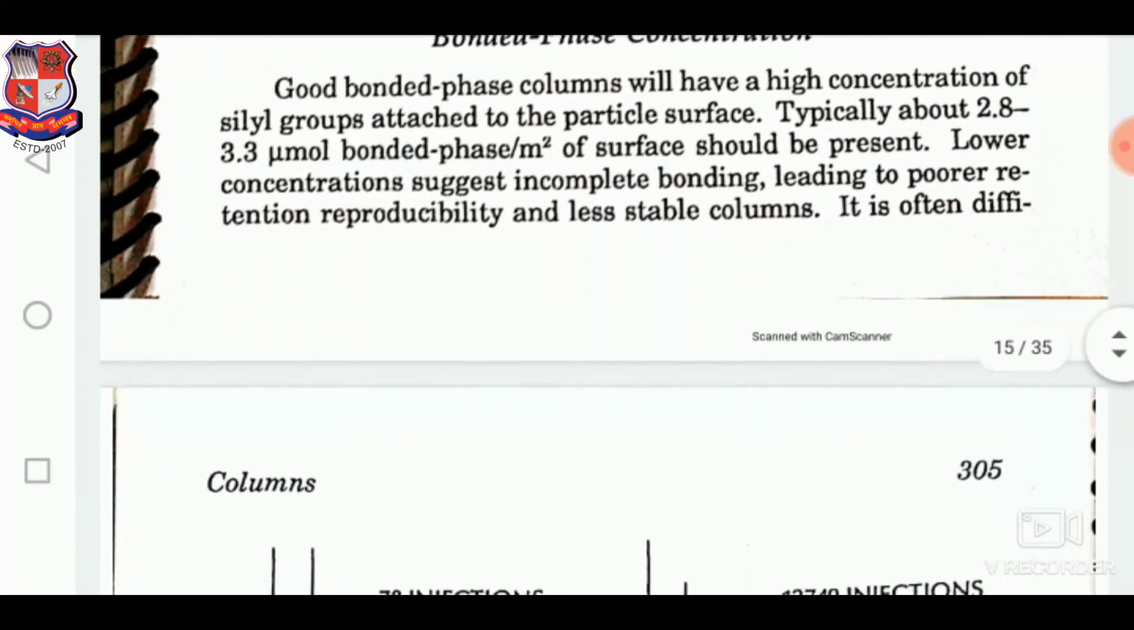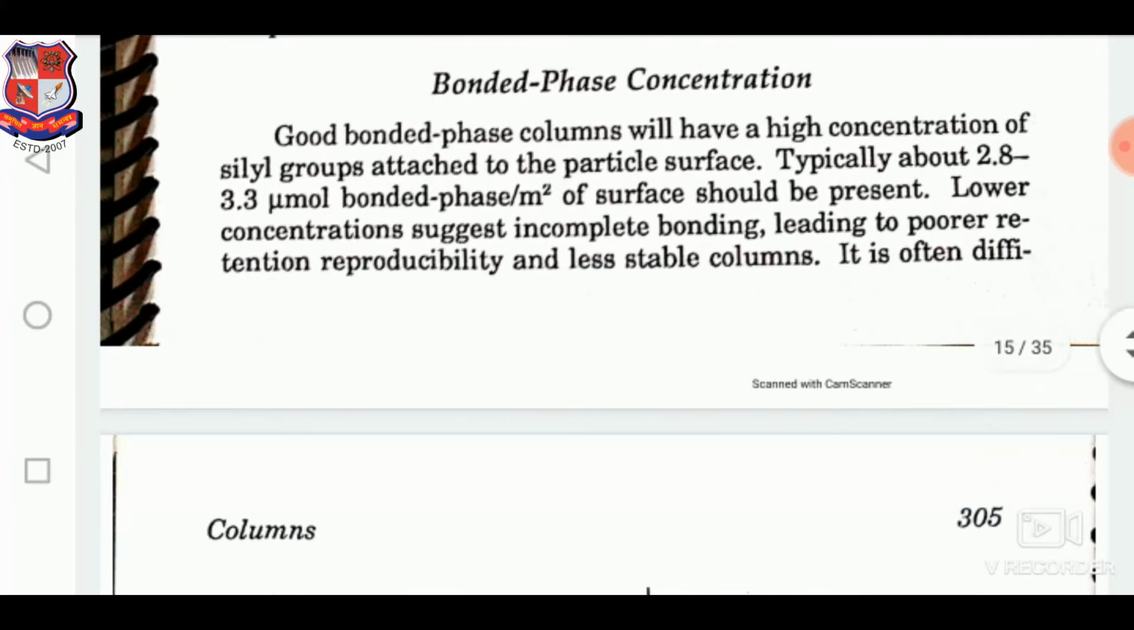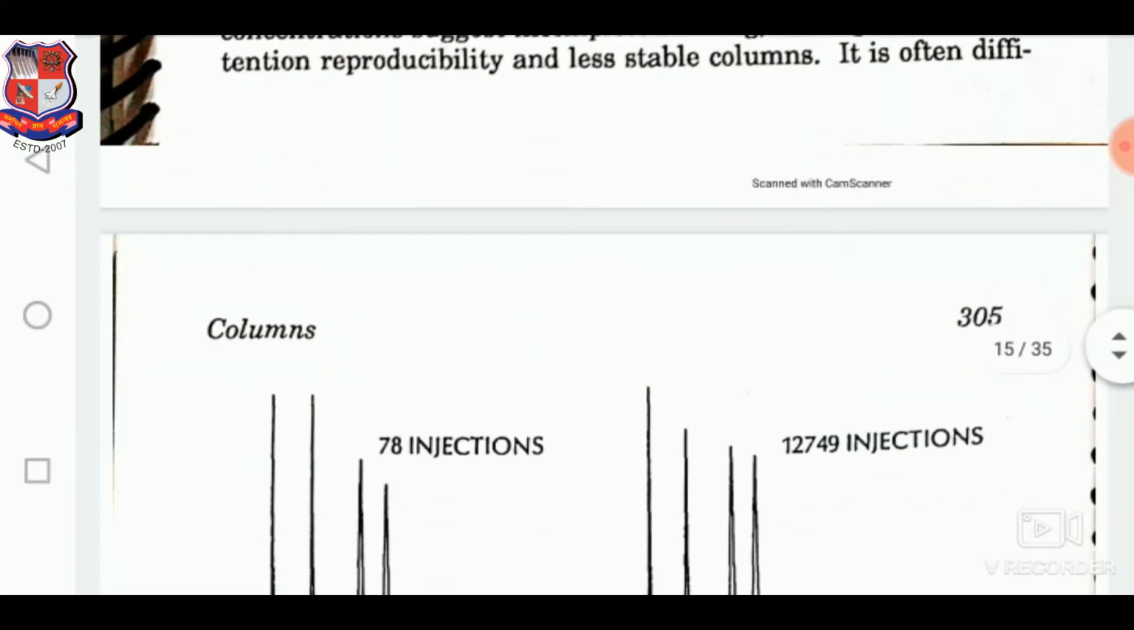Bonded phase concentration is also required: a high concentration of silane groups attached to the particle's surface. Typically 2.8 to 3.3 micromole bonded phase per meter square of surface should be present. Lower concentration suggests incomplete coverage, poor retention reproducibility and less stable columns.